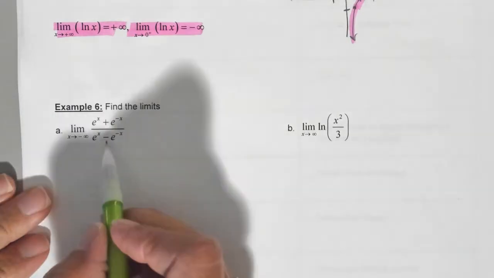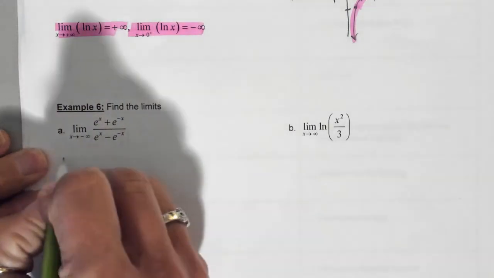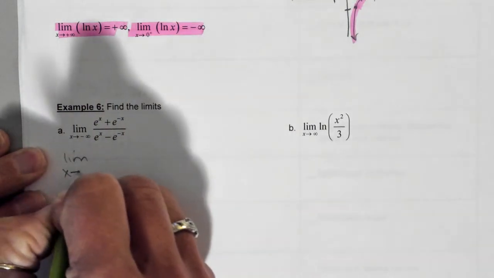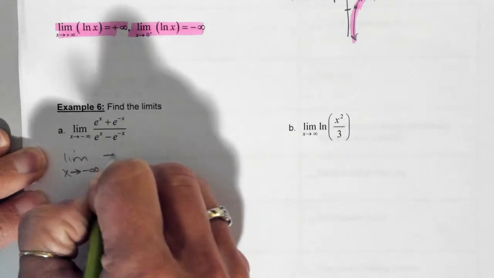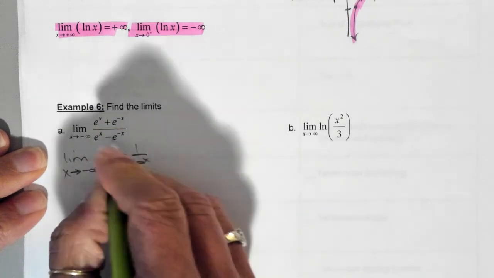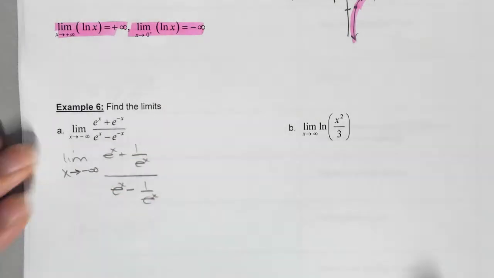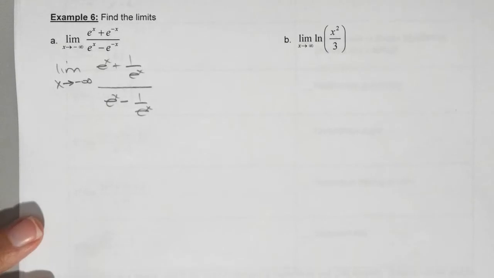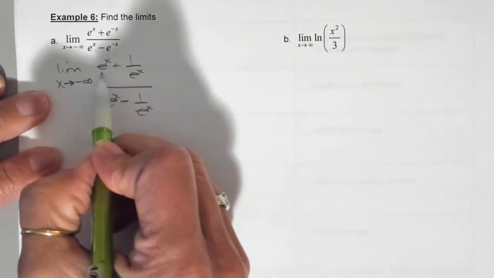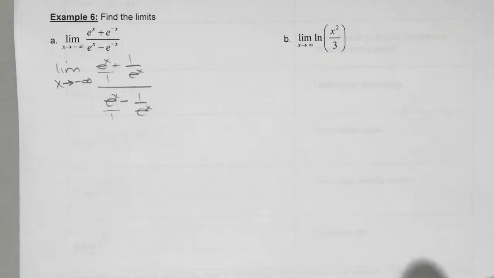So if I try to simplify this, I want to simplify these negative exponents first to see what's happening. I have the limit as x is approaching negative infinity of e to the x plus 1 over e to the x. I'm just simplifying these negative exponents. This gives me a complex fraction, and we know we're not allowed to deal with those. We got to fix them first before we can do anything. So how do I get rid of that complex fraction?